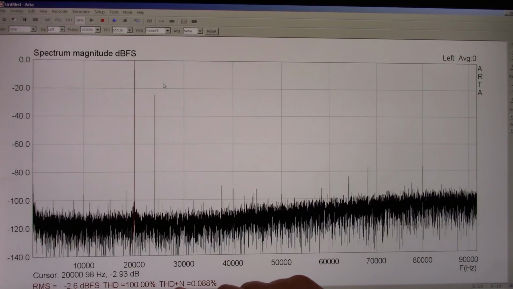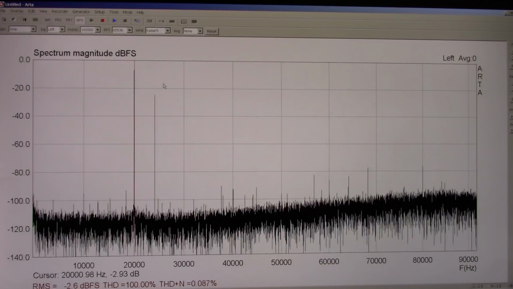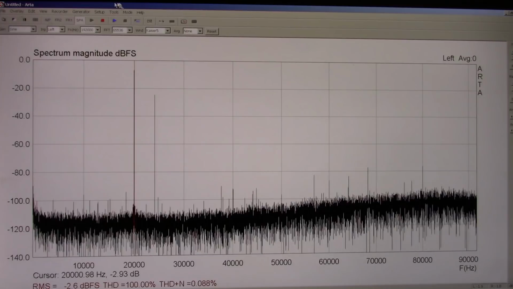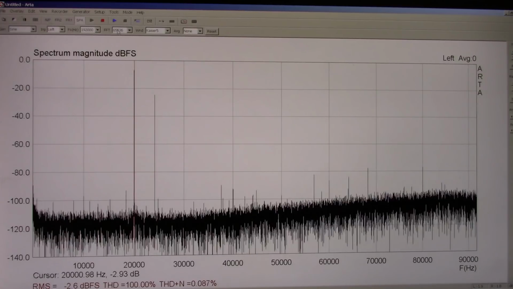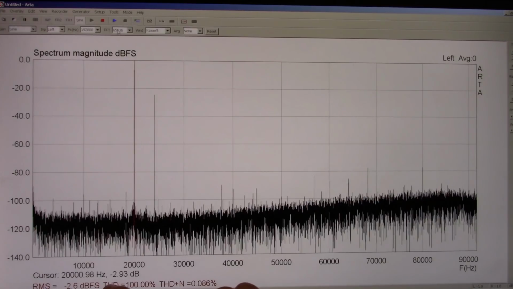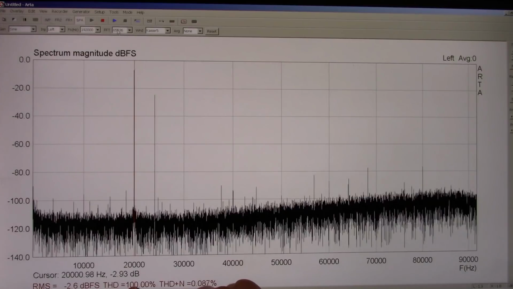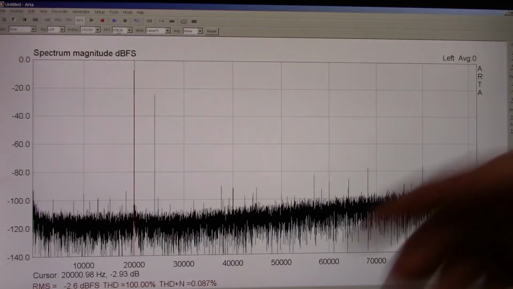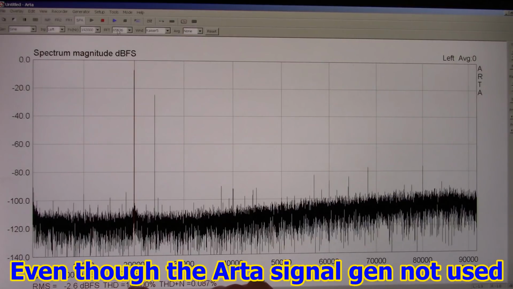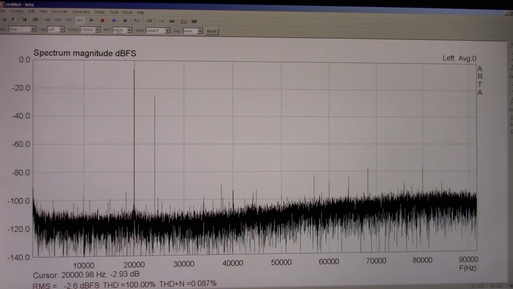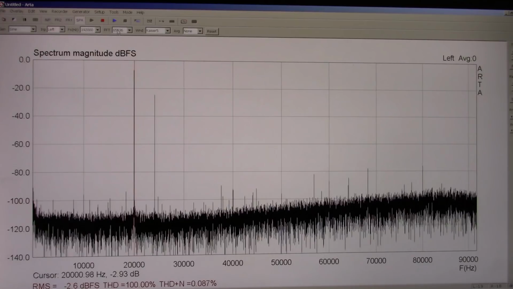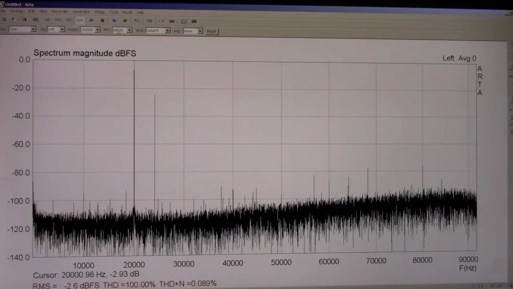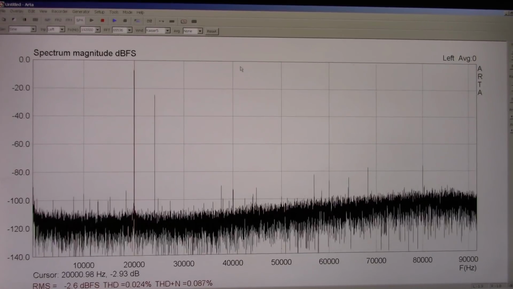But look at this. I'm getting the spike here. Oh, there's one thing I need to fix. Whenever you use an external source, you have to match the internal generator frequency with the frequency of the external source you're using, or this will show a high THD percentage. Because it has to match, because that's how it bases its calculations. So I'll pause the video and get that fixed and come right back.